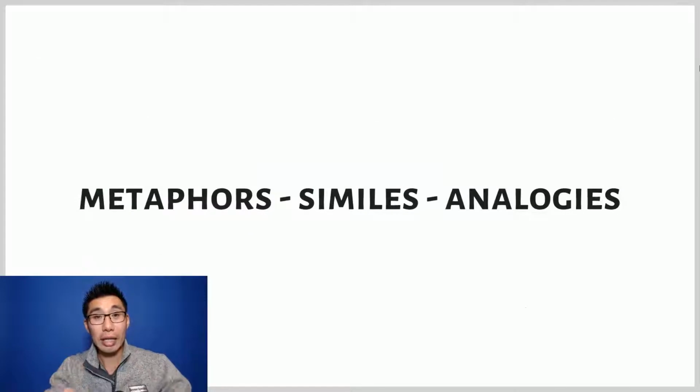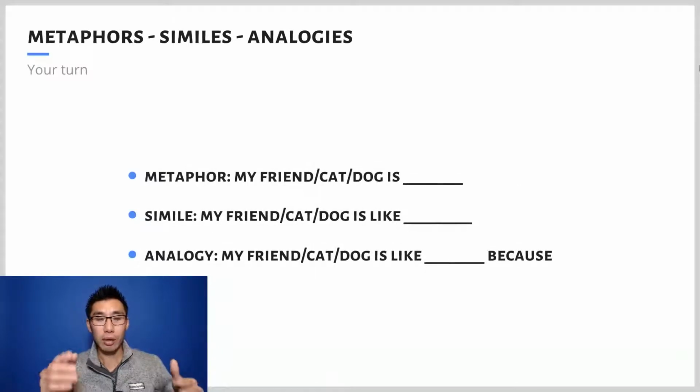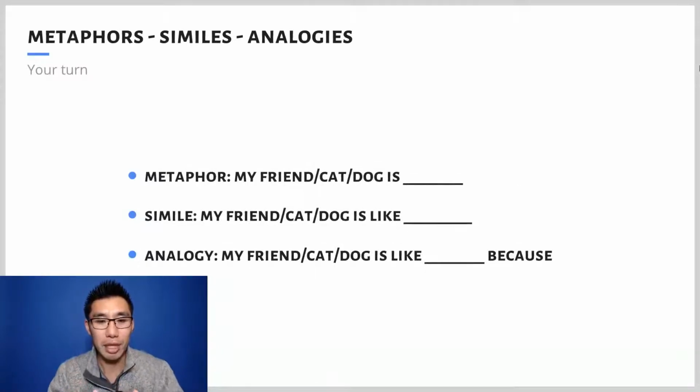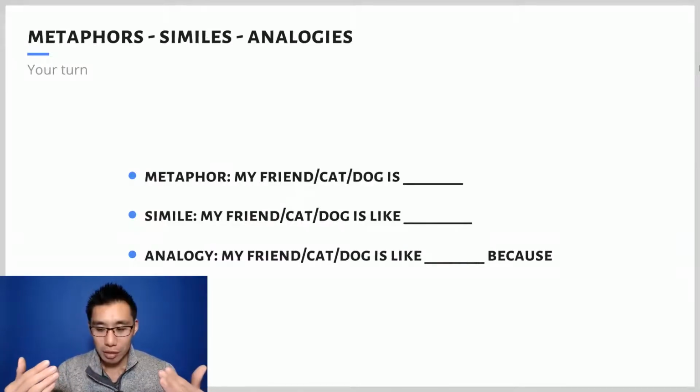Okay, so take out your books, take out your pen. You can even put it in the chat right now. This is your turn. So okay, we're gonna practice this, and I'll give some examples. So metaphor. Just say this: my friend, cat or dog, or you can say my spouse, my kid. Okay, and do it right now. My cat is a pig.